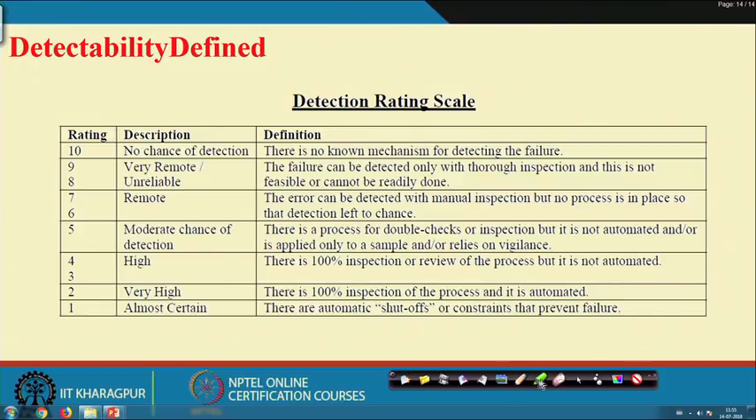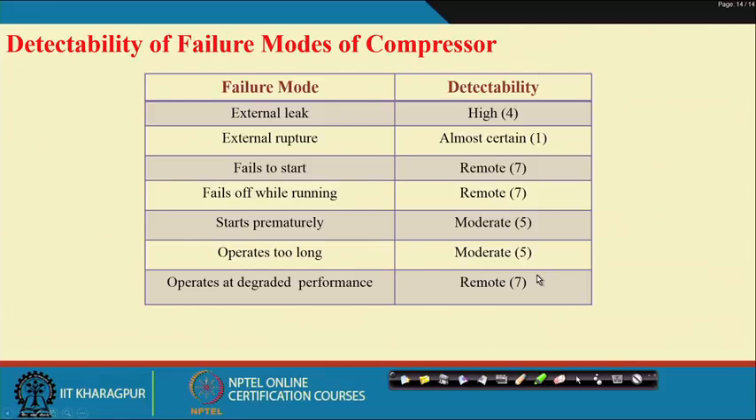Okay. So, we have defined probability, we have defined severity and we have defined detectability. Now, externally for the compressed air system, external leak, detectability high, rupture almost certain, fails to start, like this. Suppose it operates at degraded performance, it is difficult to detect. So, accordingly the detectability ratings are given.